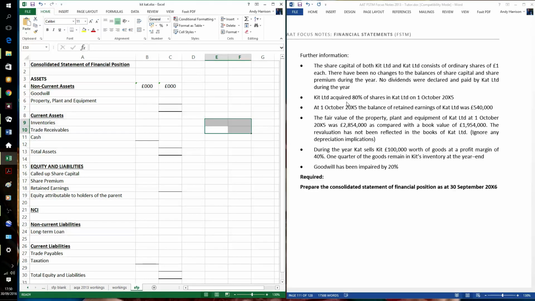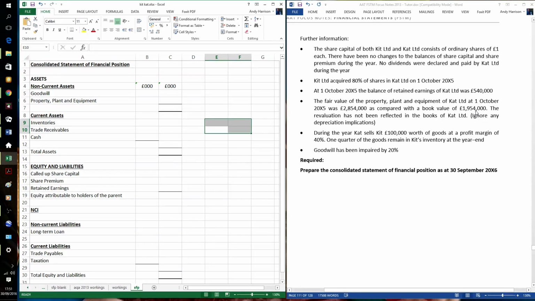This one is the old-fashioned way of saying it: Kit Limited acquired 80% of the shares. What we're really interested in is the fact that they have acquired control over 80% of the net assets of Cat Limited, and that's the date of acquisition as opposed to the financial statements date. And then the balance of retained earnings at acquisition, 540,000, was bought, and then we're entitled to a share of what they've generated since.